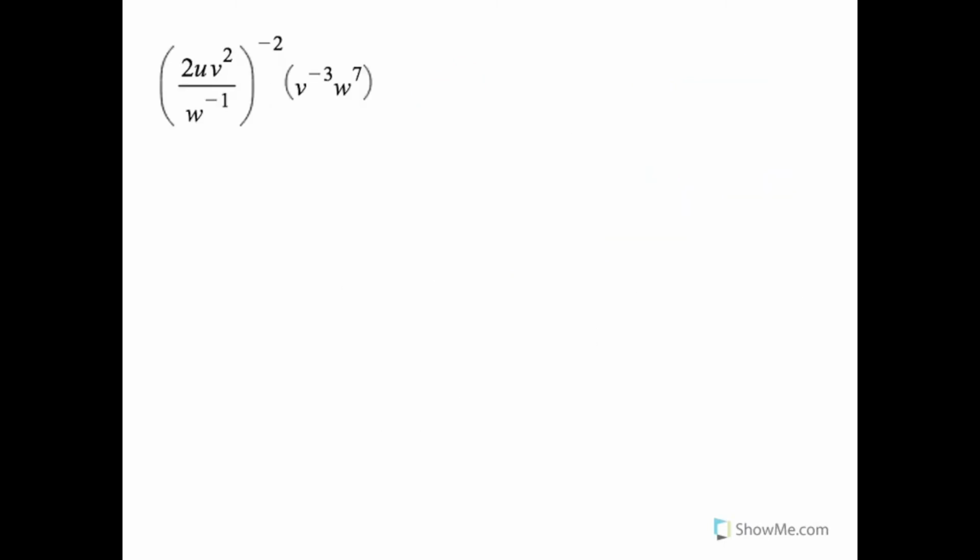We're going to simplify this quite complicated expression, 2uv squared over w to the negative 1, all to the negative 2 power, times v to the negative 3 w to the 7th. Well, I'm going to start by simplifying inside the parentheses, and even though I don't have any exponential terms with like bases, I have a negative 1 in the denominator. So I'm going to rewrite that.